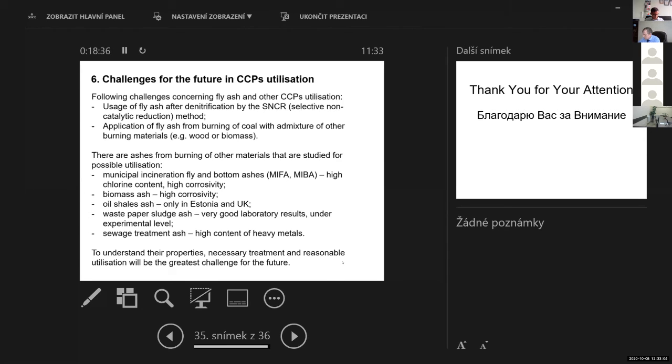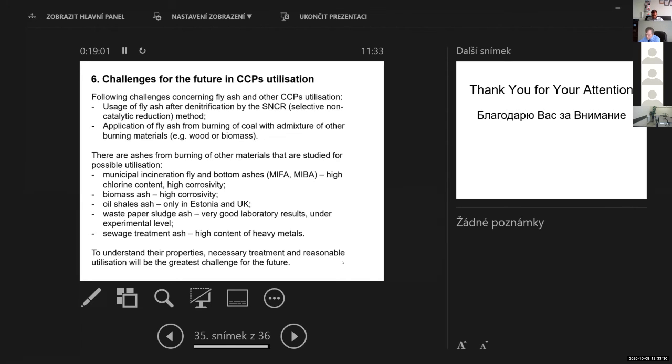Then the next challenge is the application of fly ash from burning of coal with admixture of other materials, especially biomass. And there are many ashes from burning of other materials that are studied for possible utilization. Municipal incineration fly ash: there are problems with high chlorine content and high content of heavy metals.